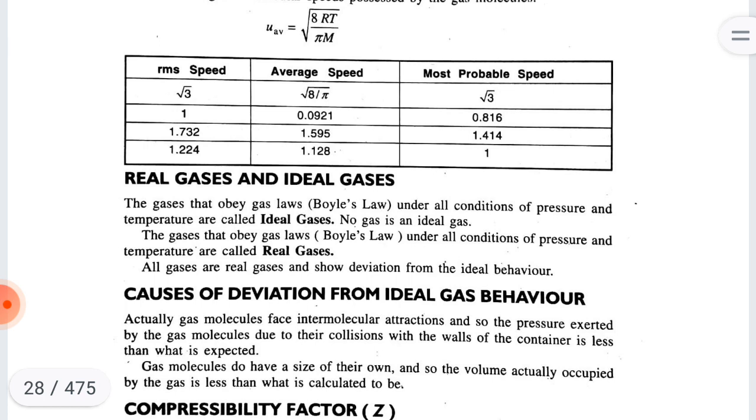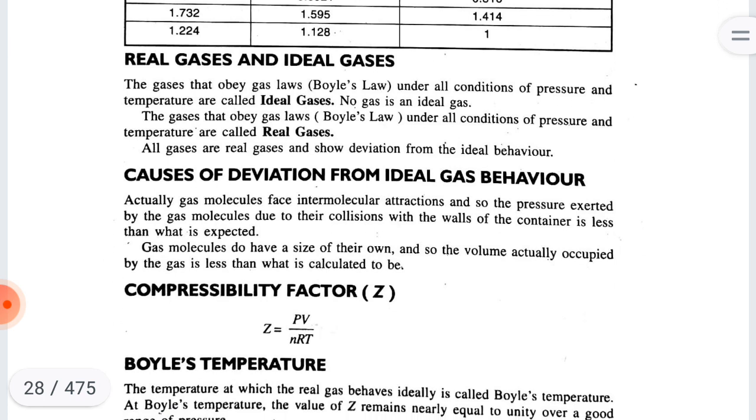In numerical terms: RMS speed 1.732, average speed 1.595, most probable speed 1.414. Relative to the RMS speed as 1: average speed 0.921, most probable speed 0.816. Relative to the most probable speed as 1: RMS speed 1.224, average speed 1.128, most probable speed 1.